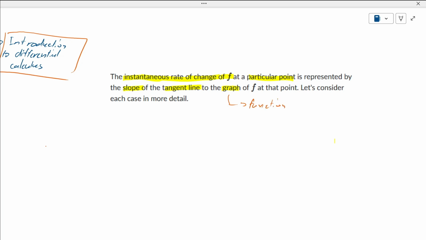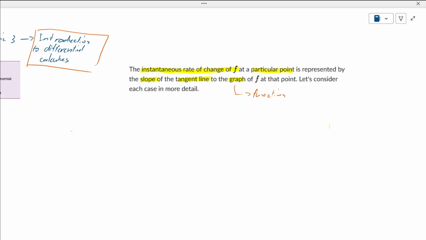Okay, let's consider this in more detail. When we're talking about an instantaneous rate of change, it's only being referred to at one point. And what we have is a tangent line. A tangent line is basically a line that only touches the point once. So it's something like this. You've got a point and it's only touching it once. So that is what we call a tangent line.